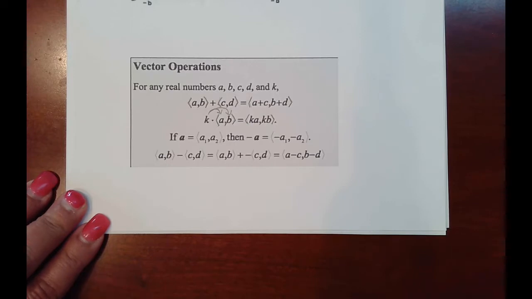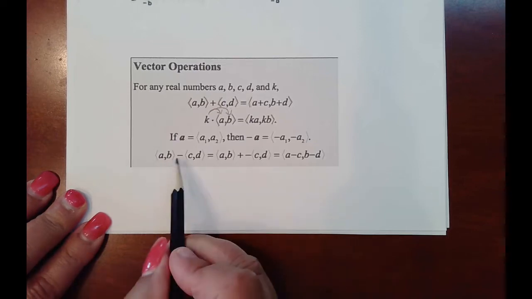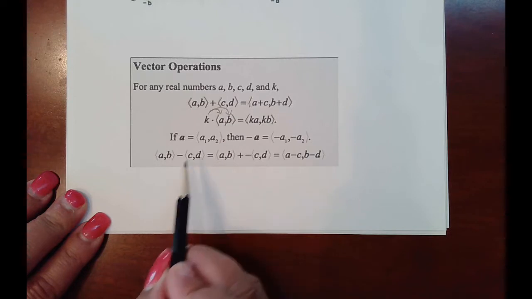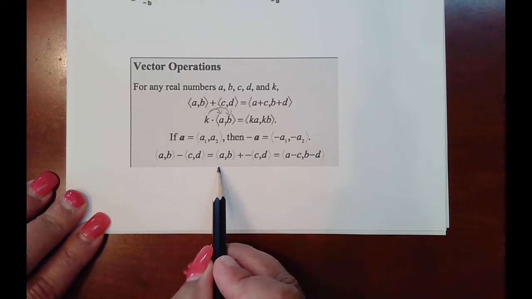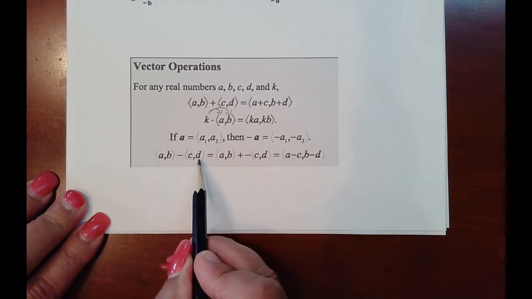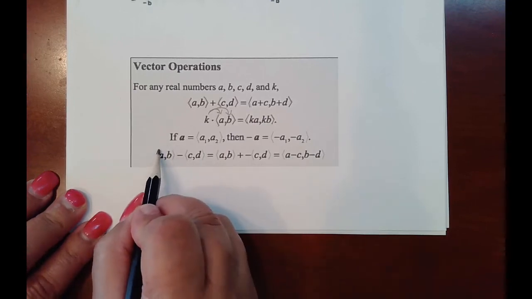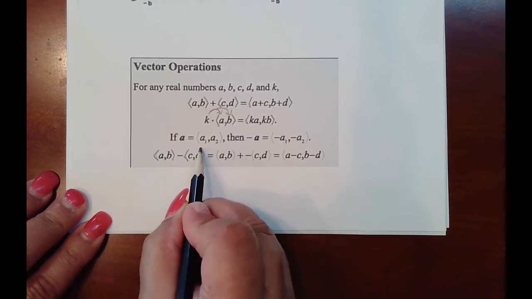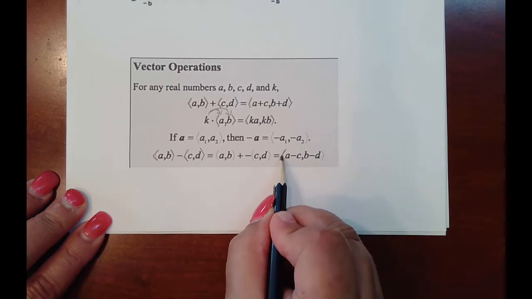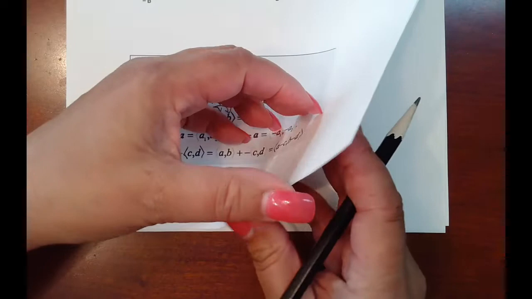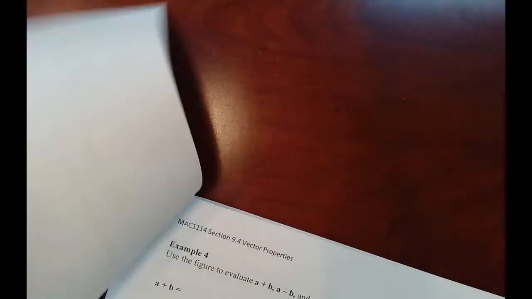Okay, if you subtract two vectors, well, it's up to you. You can multiply each of these by a negative and then add them together, or you can just go A minus C like that, B minus D. And this will be your final answer. We're going to carry all that out in the next couple of examples.